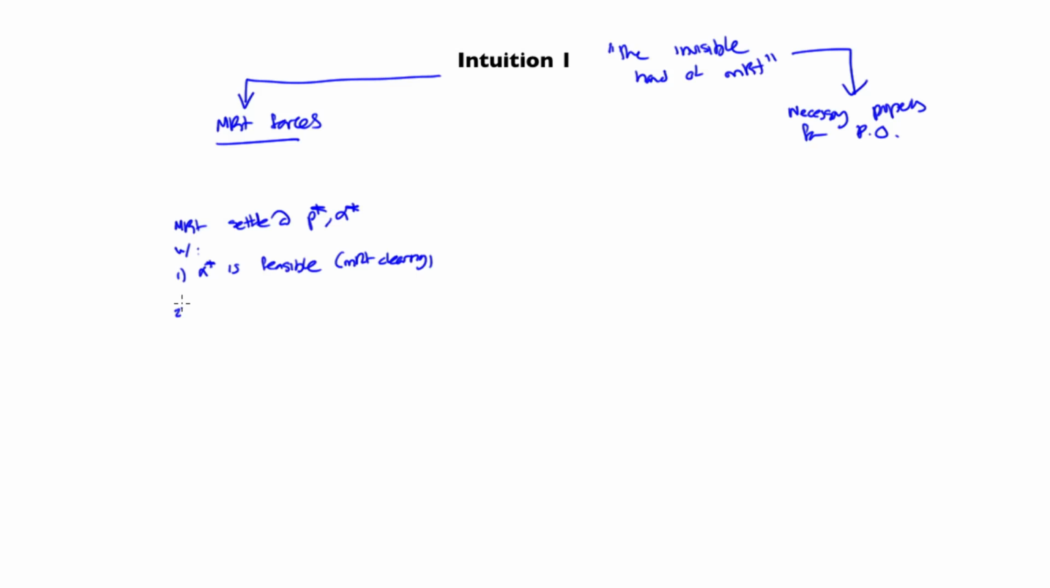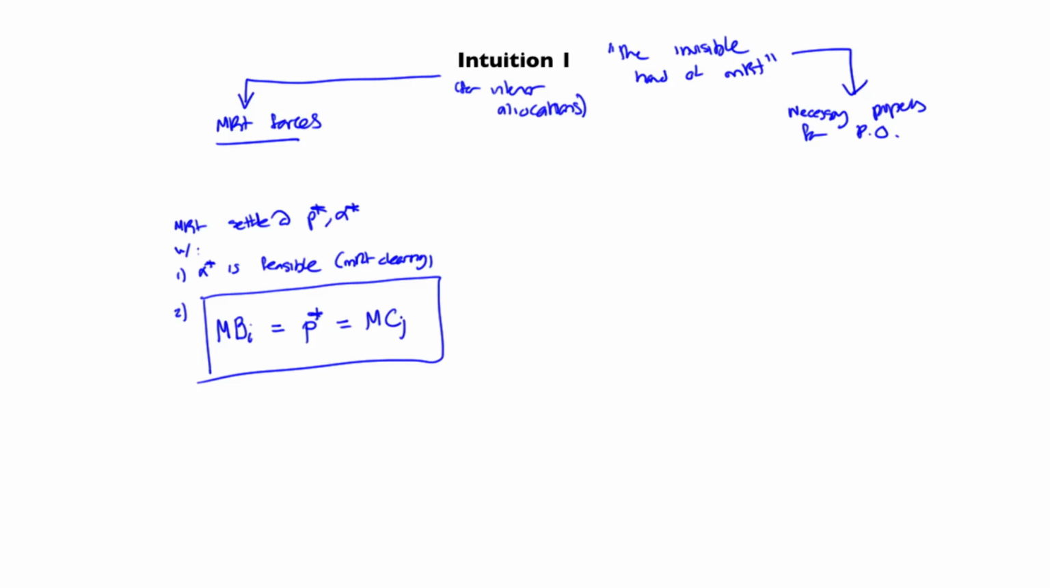But more interestingly, we know that at P star, the following is true. The marginal benefit for any consumer is equal to P star, which is equal to the marginal cost for any firm. Notice that I'm going to do this intuition only for interior allocations. It's an intuition, so I don't want to worry about complicating things with the general case. We know that this property is satisfied for every pair of consumer I and firm J. And this is very important. Now, where does this come from?